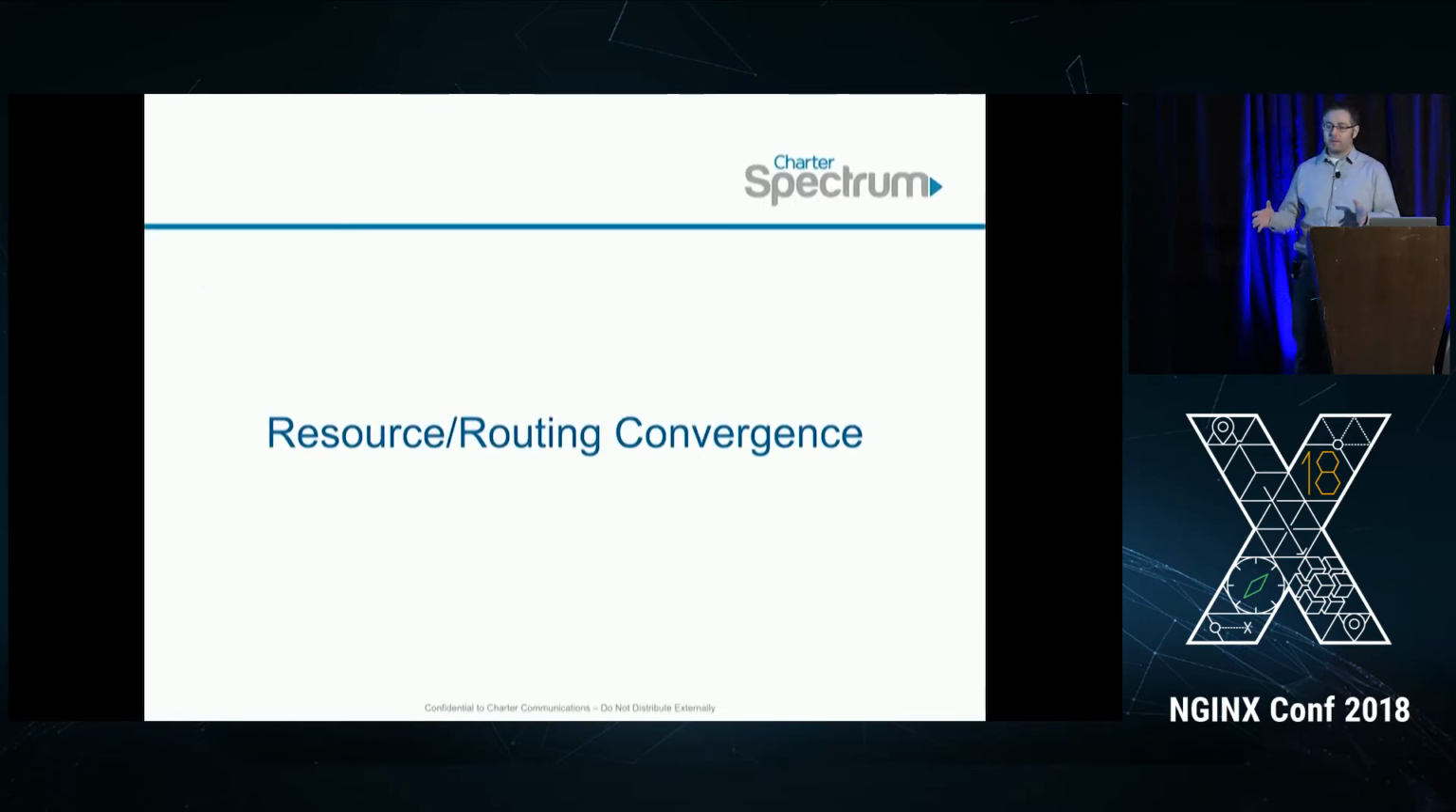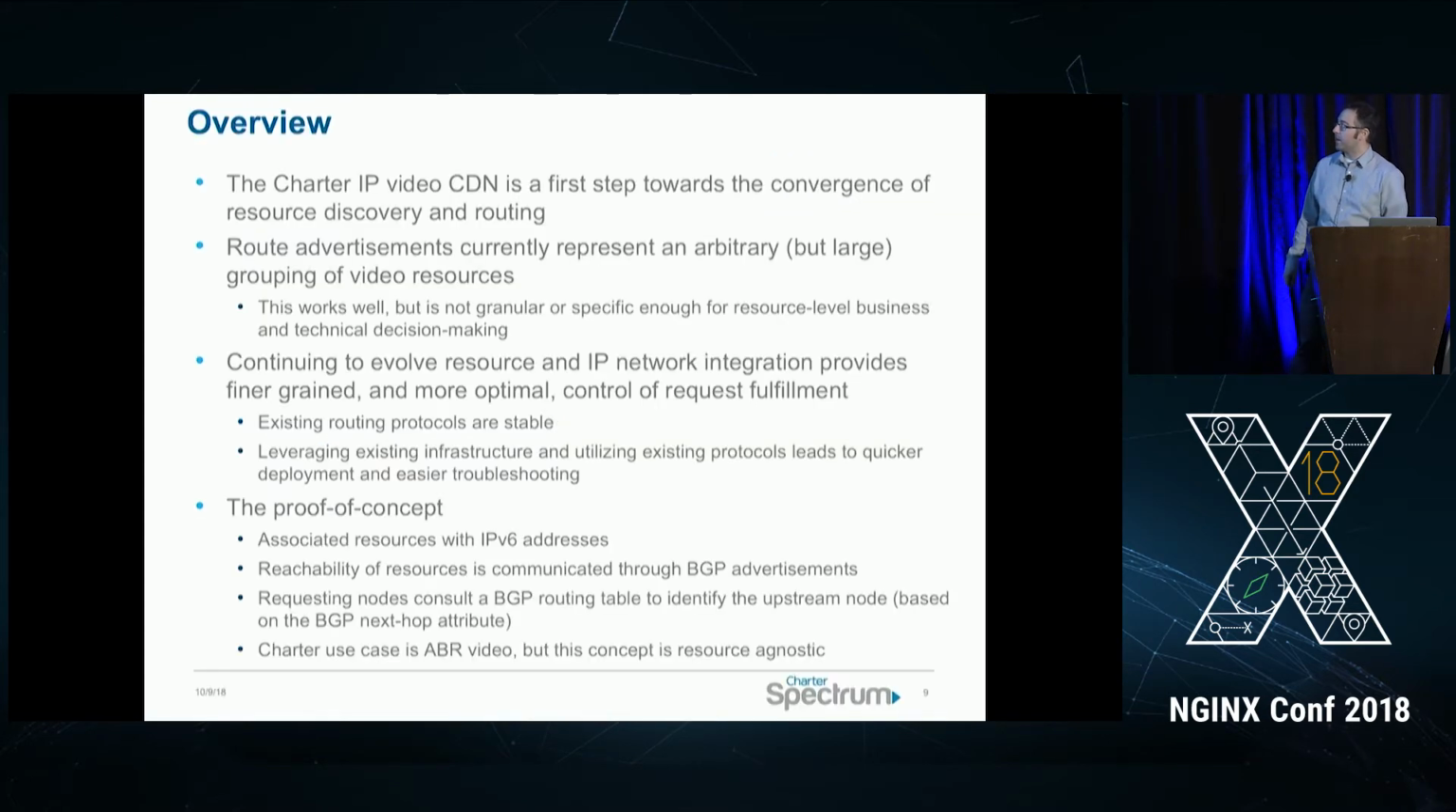Okay, so that's kind of where we are today. We have the CDN that kind of interacts with the network, but not as thoroughly as we would like, but it works. Then we started to think, okay, how do we make this better? What things can we do to continue to converge the network and CDN? And we came up with this concept that we're calling resource routing.